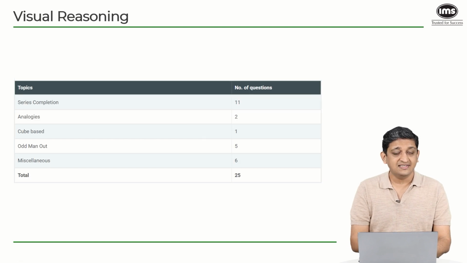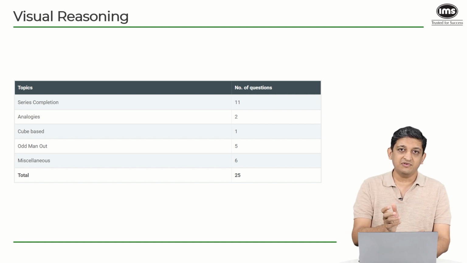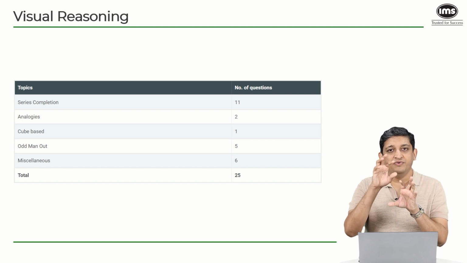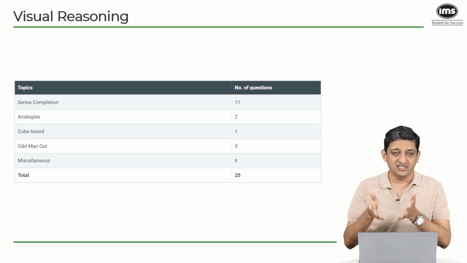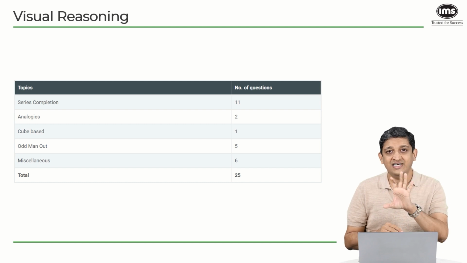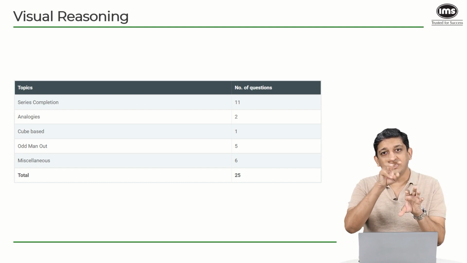And in terms of the last section, the visual reasoning section, there were 25 questions this year, out of which 11 were based on series completion. Then there were 6 that were miscellaneous question types, wherein you had to figure out which pairs or which triplets you can make from 9 figures. So let's say there are 9 figures given to you, 1, 2, 3, 4, 5, 6, 7, 8, 9. There would be triplets that would be formed.